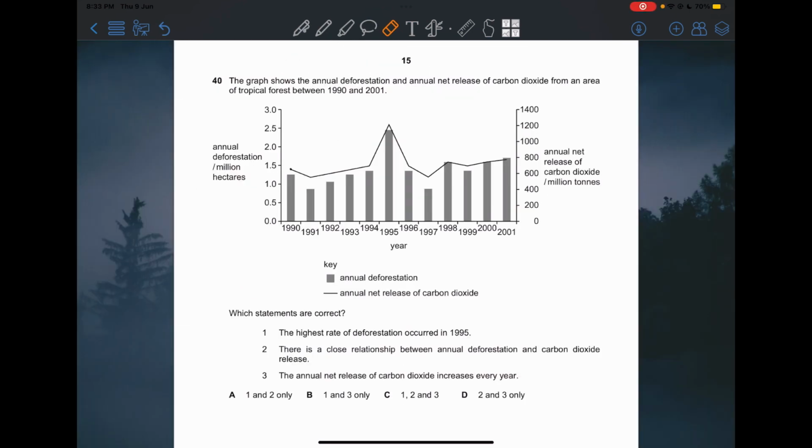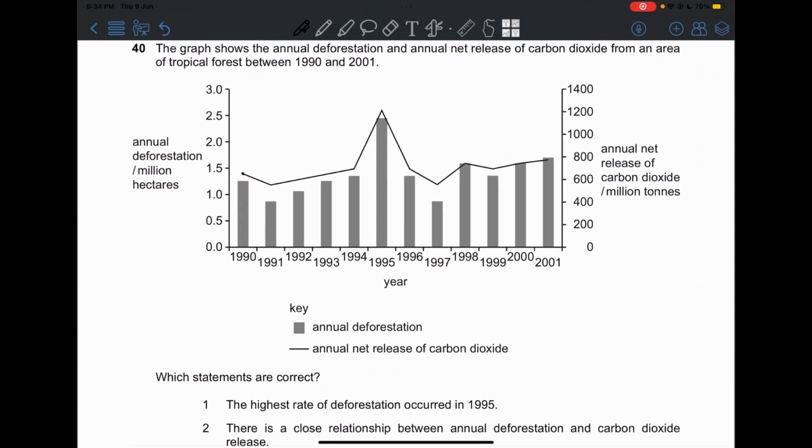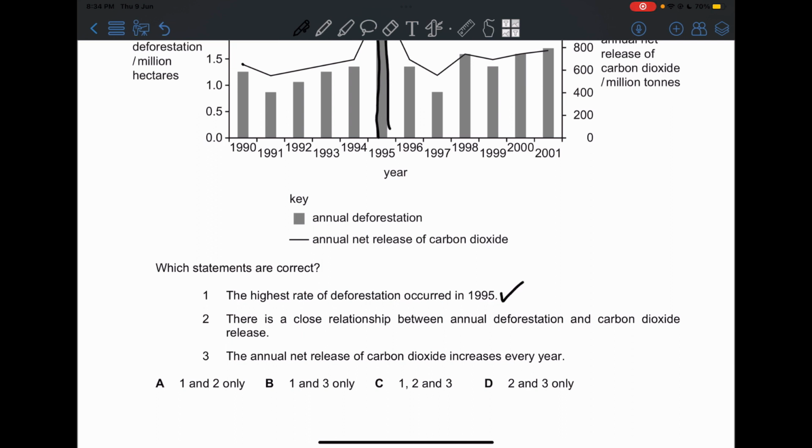Question number 40. The graph shows the annual deforestation and annual net release of carbon dioxide from an area of tropical forest between 1990 and 2001. Which statements are correct? Now let's read the statements. One says the highest rate of deforestation occurred in 1995. This is actually correct because 1995 over here has the highest size of the graph, so this is a correct statement. Number 2 says there is a close relationship between annual deforestation and carbon dioxide release.